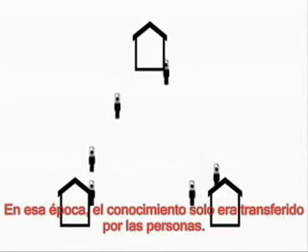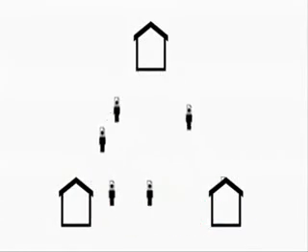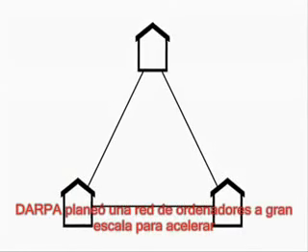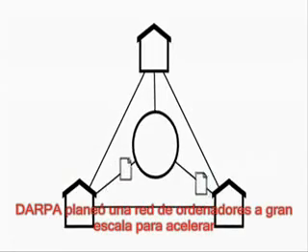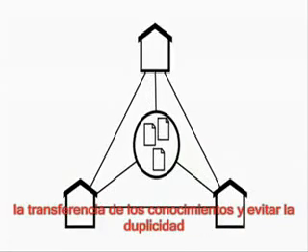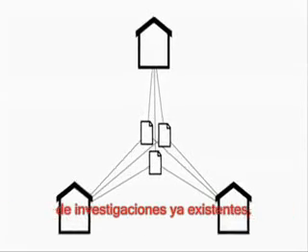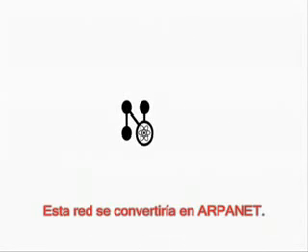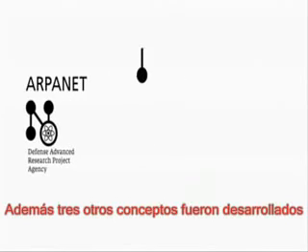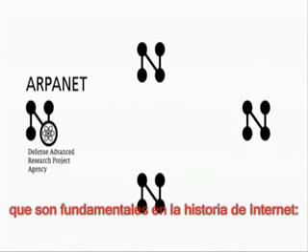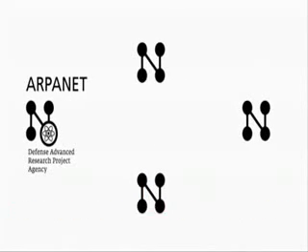At that time, knowledge was only transferred by people. The DARPA planned a large-scale computer network in order to accelerate knowledge transfer and avoid the doubling up of already existing research. This network would become the ARPANET. Furthermore, 3 other concepts were to be developed, which are fundamental for the history of the Internet.